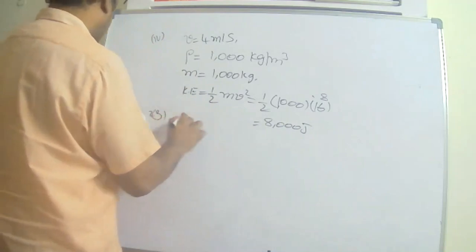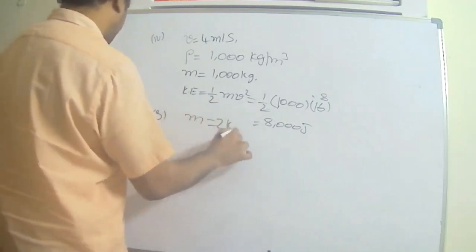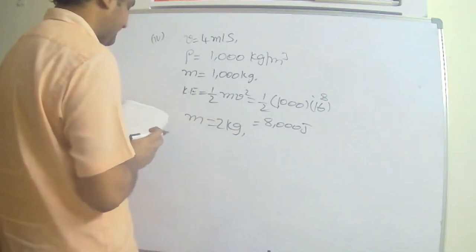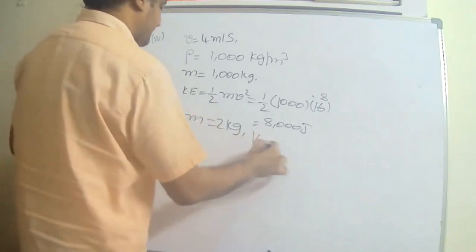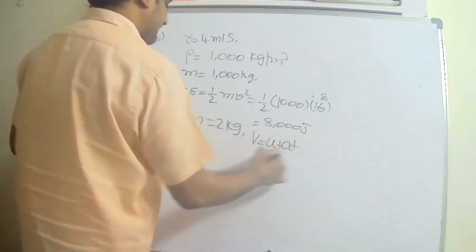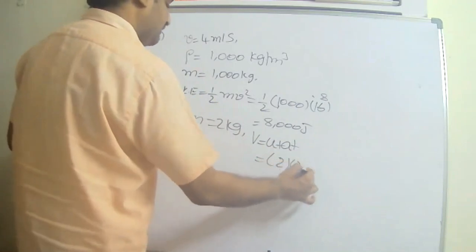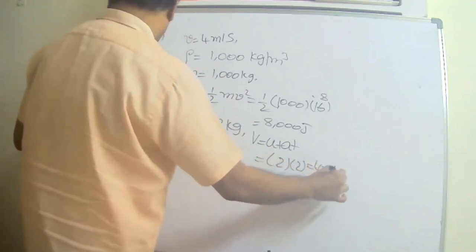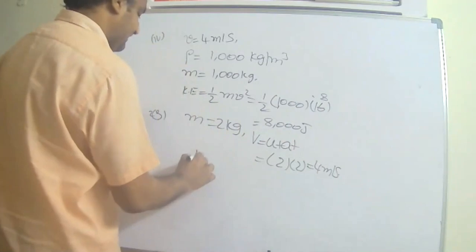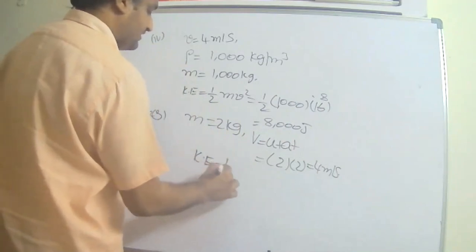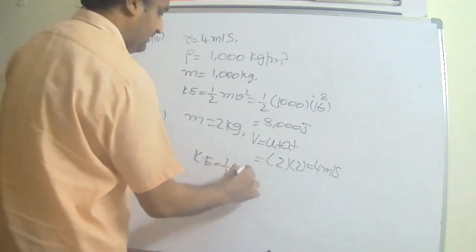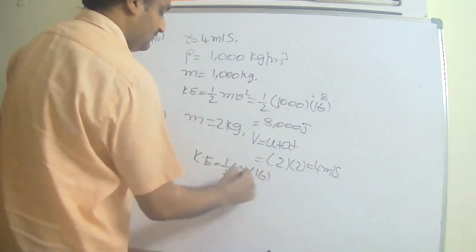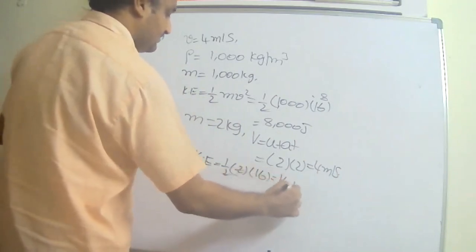Next, a particle of mass 2 kg starting from rest moves with an acceleration of 2 meter per second square. Starting from rest annadu kabatti u is 0, at is 2 into 2, 4 meter per second. The gain in kinetic energy, so K is equal to half mv square. Initial ga 0, final ga, gain is 16 joules.